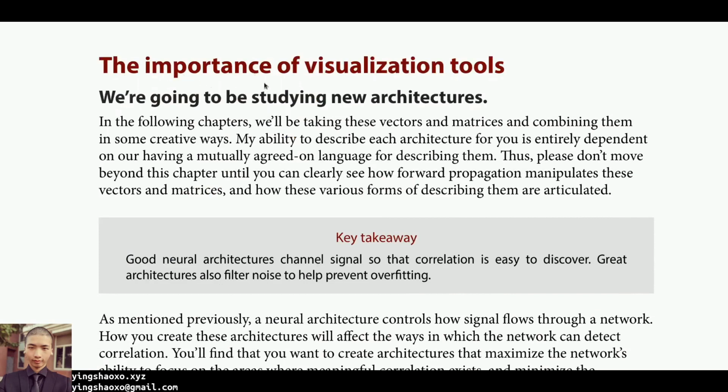The importance of visualization tools. We're going to be studying new architectures in the following chapters. We will be taking these vectors and matrices and combining them in some creative ways. My ability to describe each architecture for you is entirely dependent on having a mutually agreed-on language for describing them. Thus, please don't move beyond this chapter until you can clearly see how forward propagation multiplies these vectors and matrices, and how these various forms of describing them are articulated.